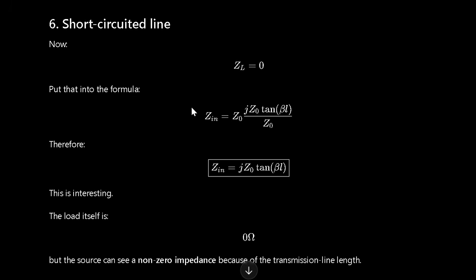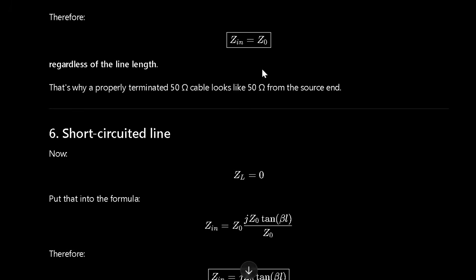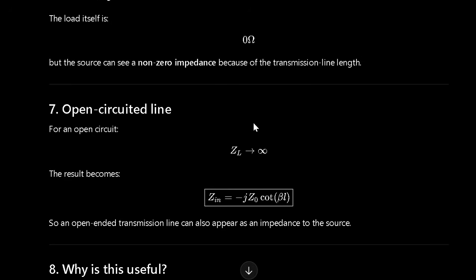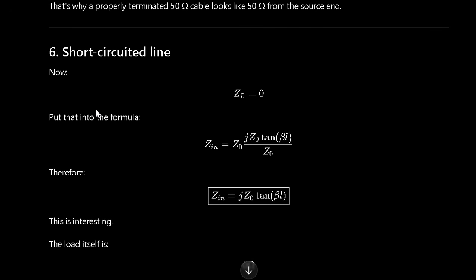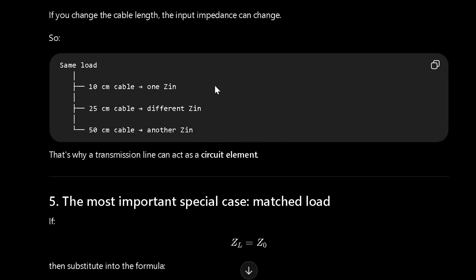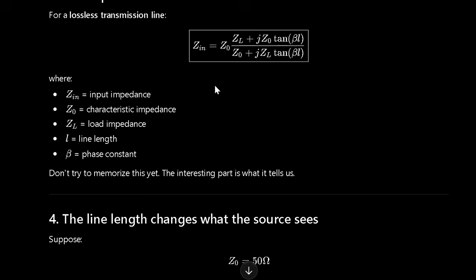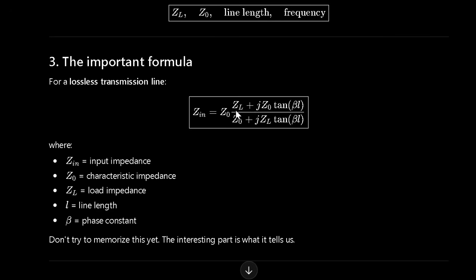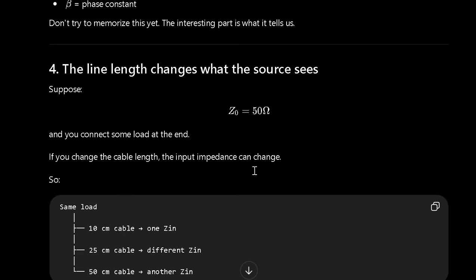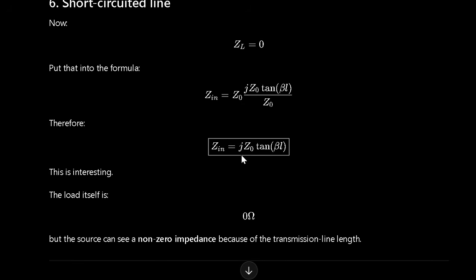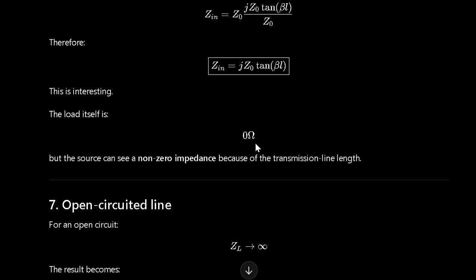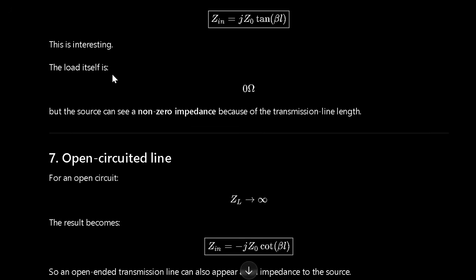Short circuited line. Now the load is 0. We put that in the formula: ZL equals 0. These terms disappear. So Zin equals jZ0 tan beta L, with Z0 canceling out. So jZ0 tan beta L will remain. The load itself is 0 ohms, but the source can see a non-zero impedance because of the transmission line.